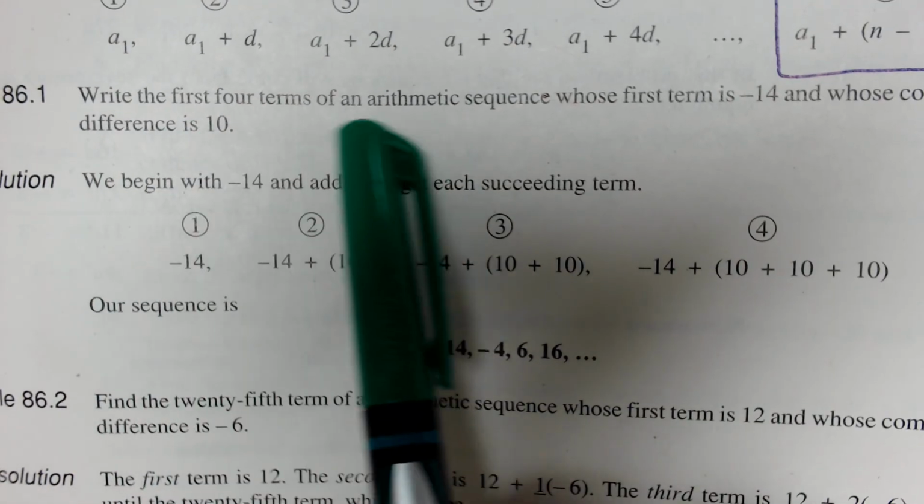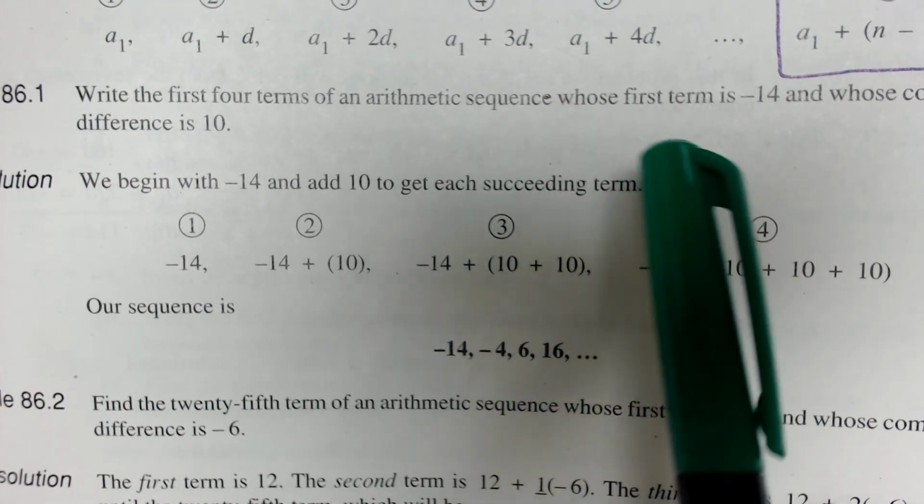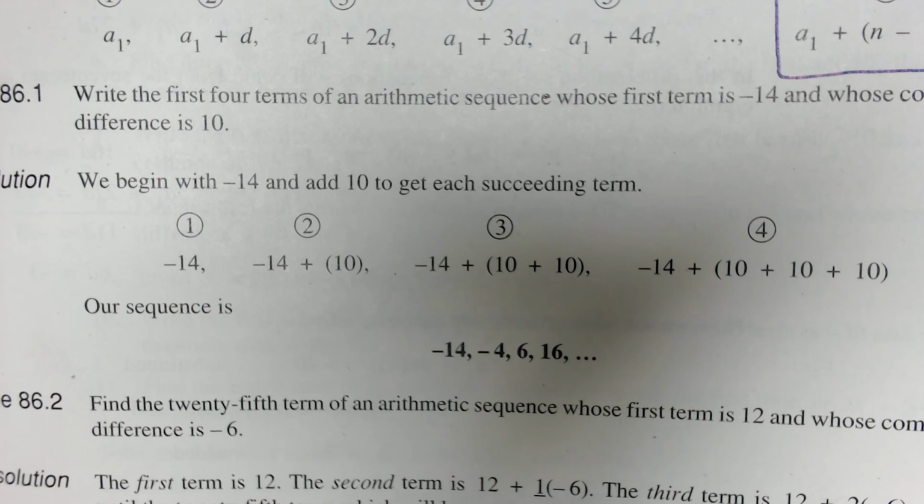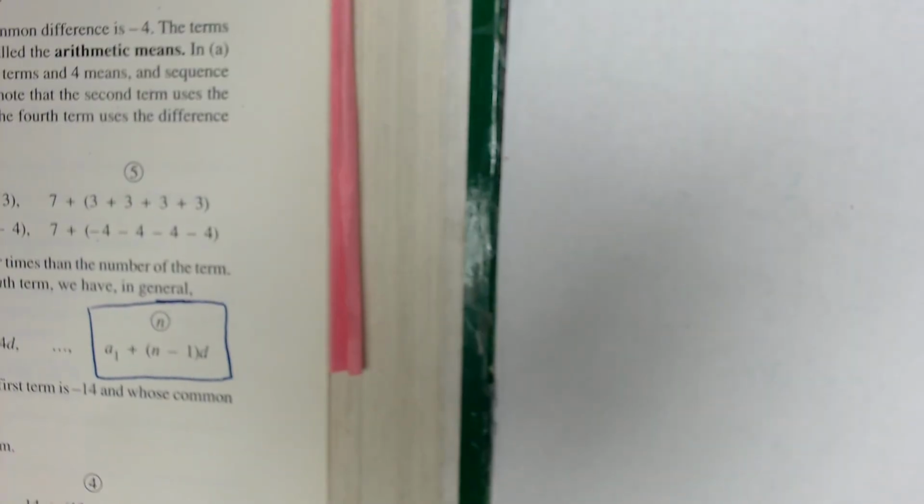They tell us to write the first 4 terms in an arithmetic sequence whose first term is negative 14 and whose common difference is 10. Okay, so common difference is 10. All I have to do is go over here, start off at negative 14.